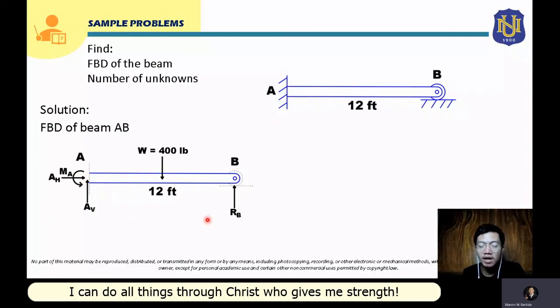So this will now be the free body diagram of this beam AB. Also, we are asked to count the number of unknowns. Here, the number of unknowns will be 1 for RB, 2 AV, 3 AH, and 4 MA. So there will be 4 unknowns for this problem. This will now be the answers for this sample problem.